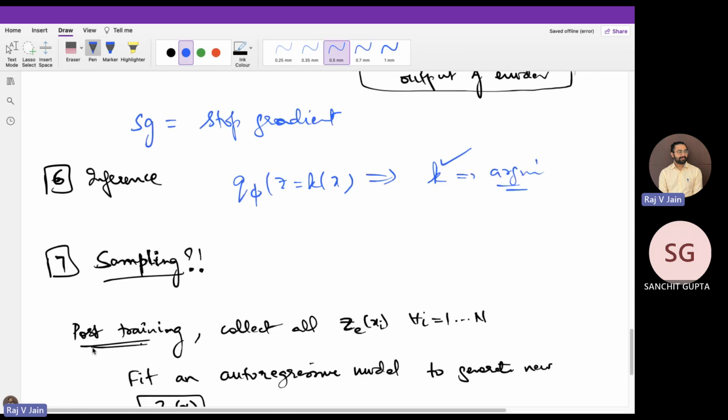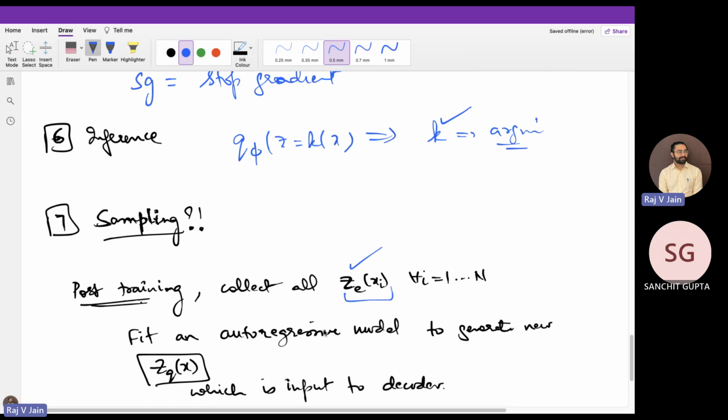So what they say is, once you train everything, you collect all the Z(x) for all the points that you have in a data set, right? For all the points, you can get Z(x). Then you fit something called an autoregressive model. We will touch on this a bit going forward, but the idea is that you are able to generate values which look like your data using data that is already seen.